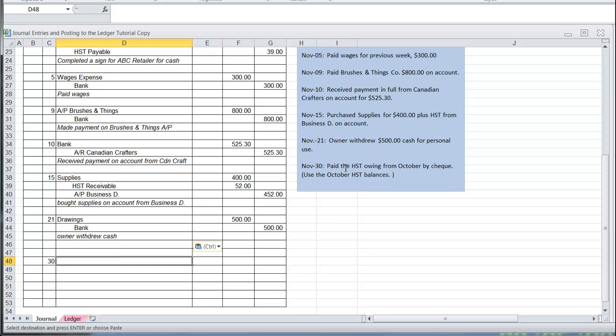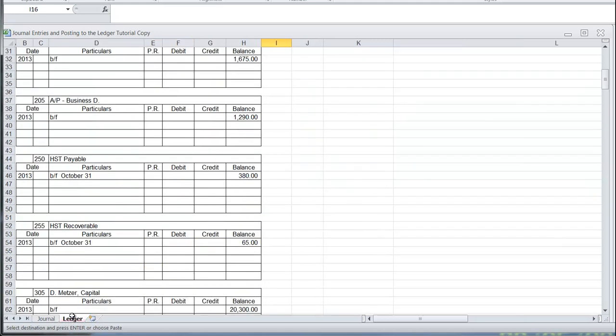Last one, November 30th, pay the HST owing from October by check. And you're supposed to use the October HST balance. So we would need to find what those balances would be, actually for both the HST payable and receivable. So we could go to the ledger, and actually you could just scroll down, and you're really looking for these two accounts here. So it says on October 31st, the HST payable balance was $380. Now that would be a HST payable is a credit balance, so we would be debiting at $380 to wipe it out. The HST recoverable amount was $65, and that's a debit balance, so we would credit that to $65.